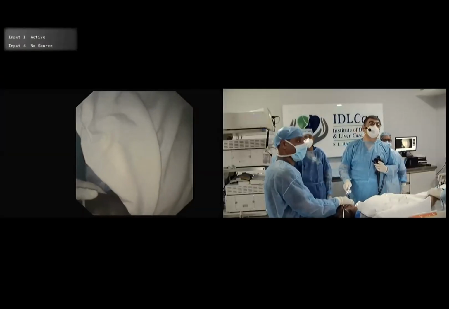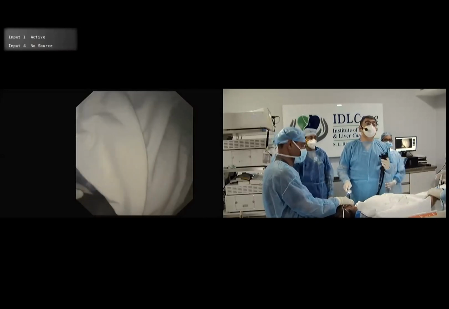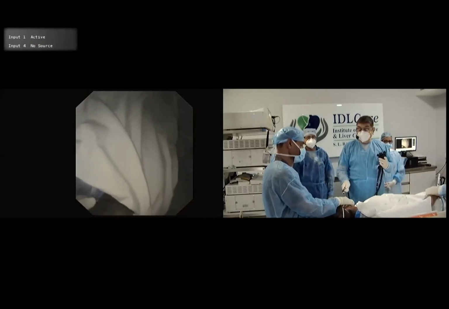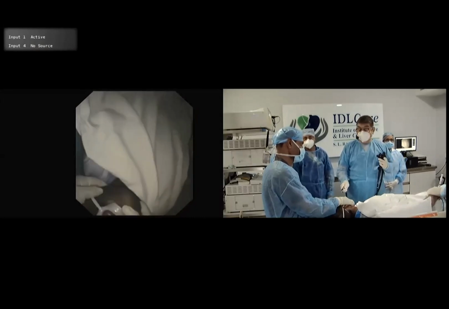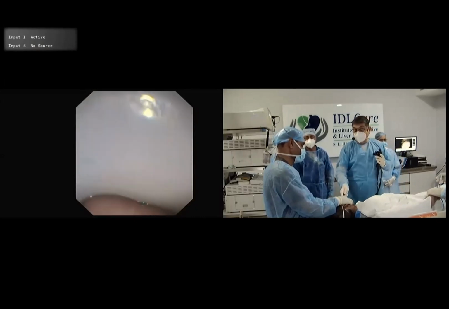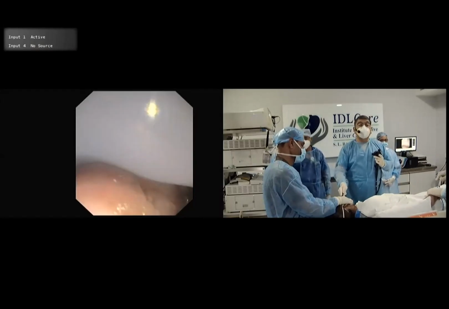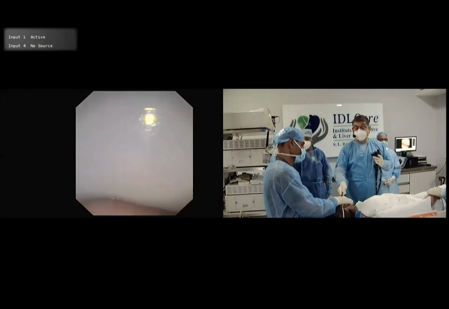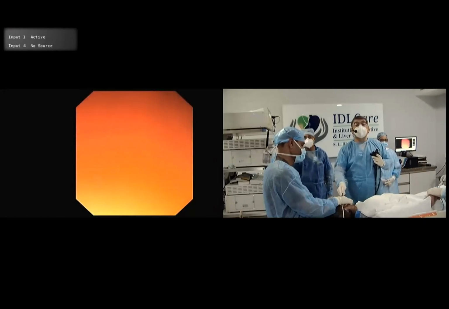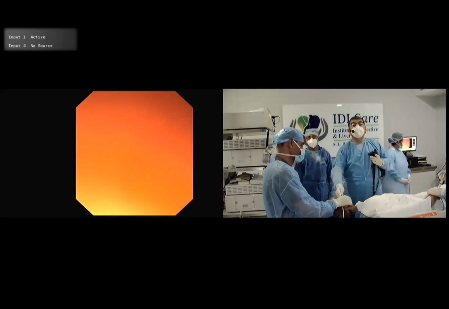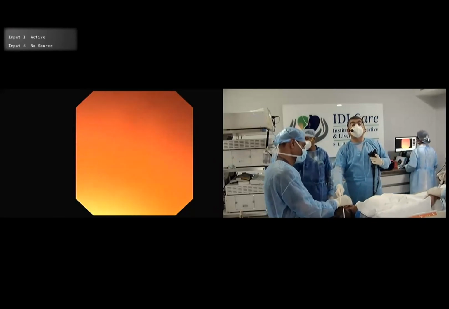So, introduction of the scope. I will start with the introduction. You see, this is a linear 180 series echo endoscope, and the patient is under propofol sedation in the left lateral position. We introduce the scope gently, and as you know, the scope tip is longer than our normal gastroscopy and ERCP scopes.